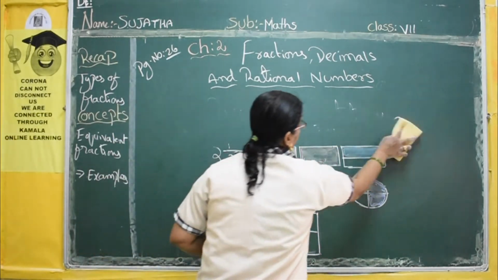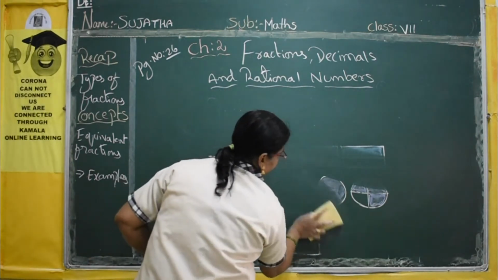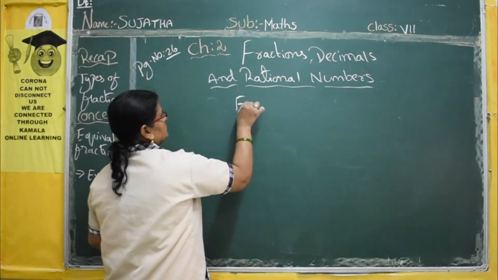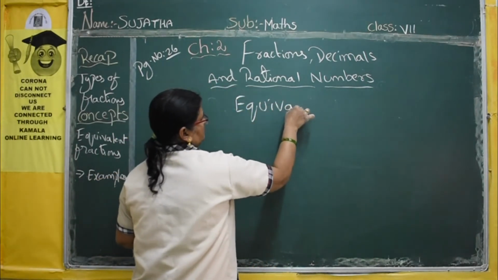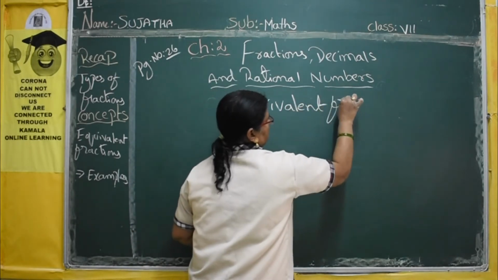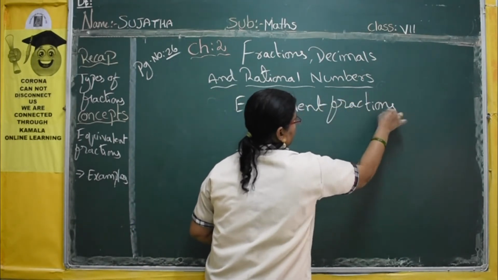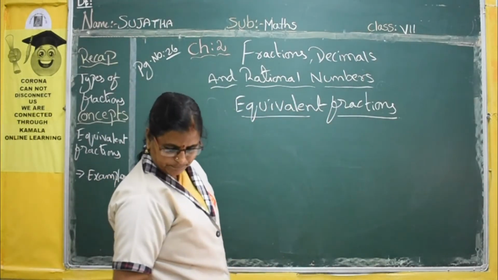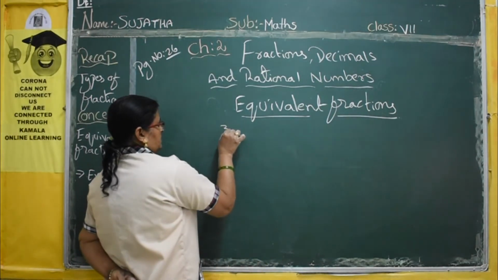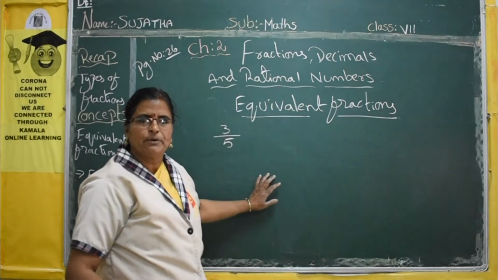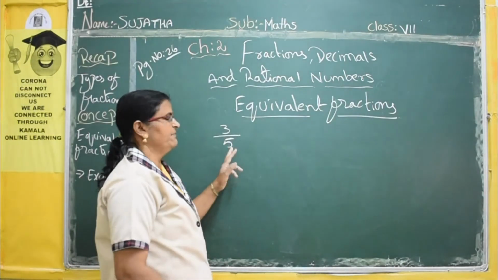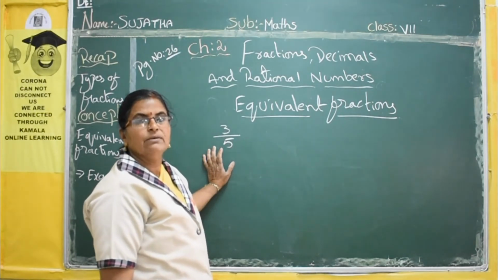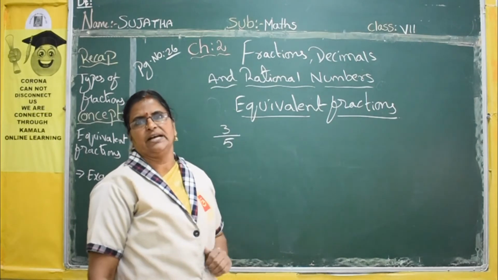Now, equivalent fractions. What is meant by equivalent fractions? Suppose here 3 by 5. Is 3 by 5 proper or improper? Proper. 3 by 5 is proper, because the numerator is lesser than the denominator. Now this one I want to change into an equivalent fraction.